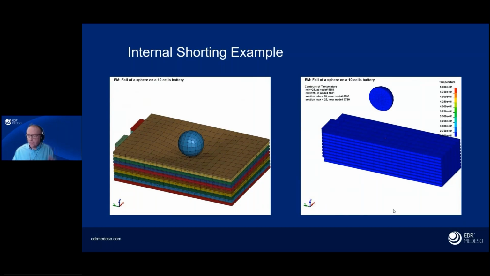But now we've got the capability to actually see, well, if we've got enough deformation within there, we might get a short condition. And that short can lead to thermal or temperature rise. And this is exactly what we're seeing on that right-hand side. So you can see that as the steel ball comes down and impacts on that battery, it induces that shorting, and we get a thermal rise, a temperature rise.